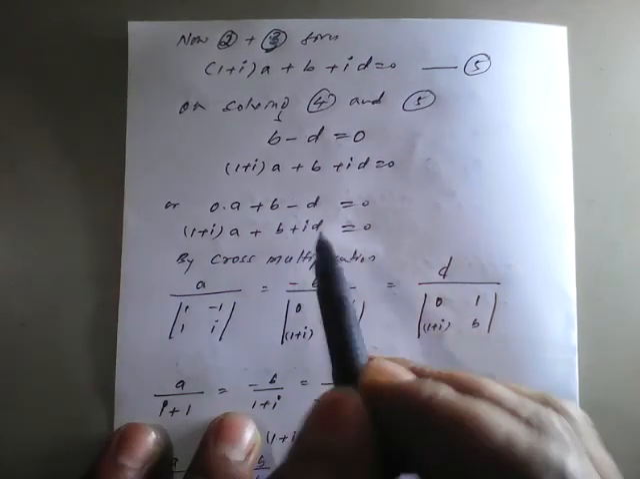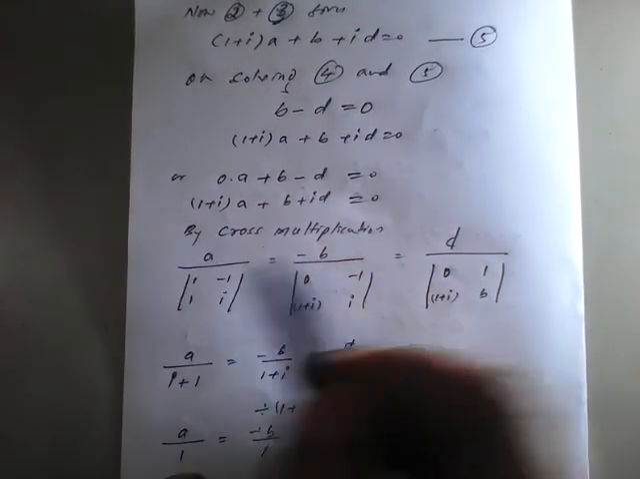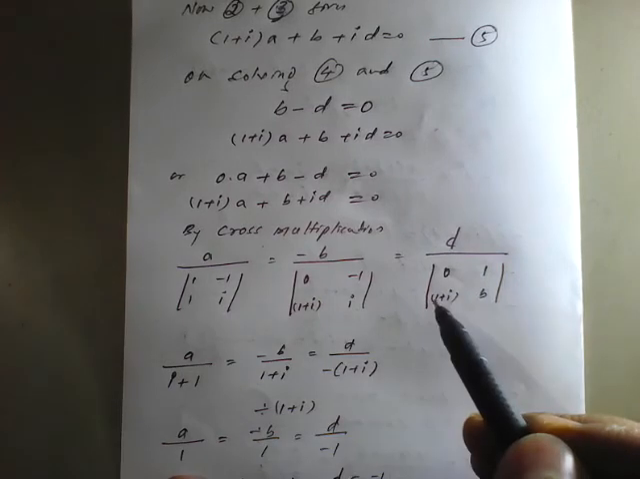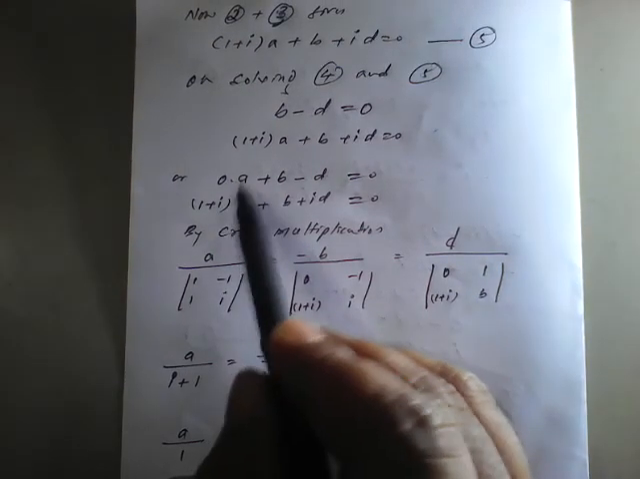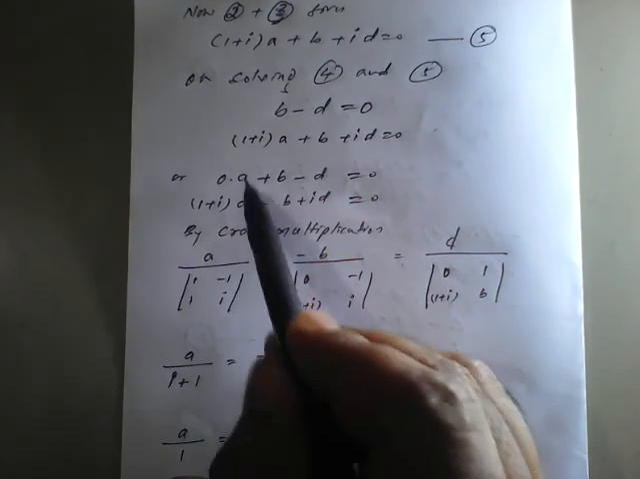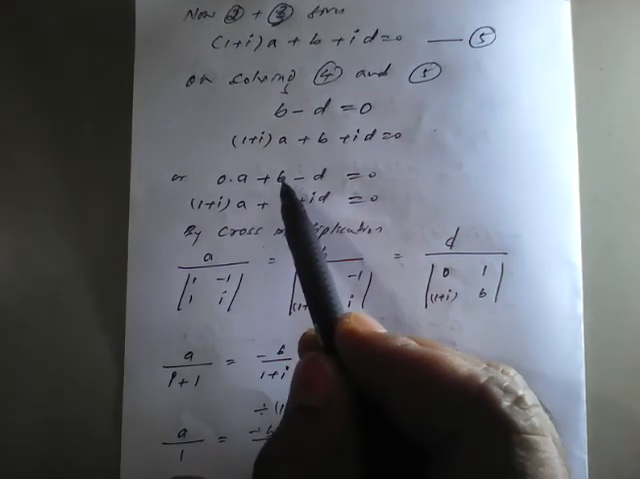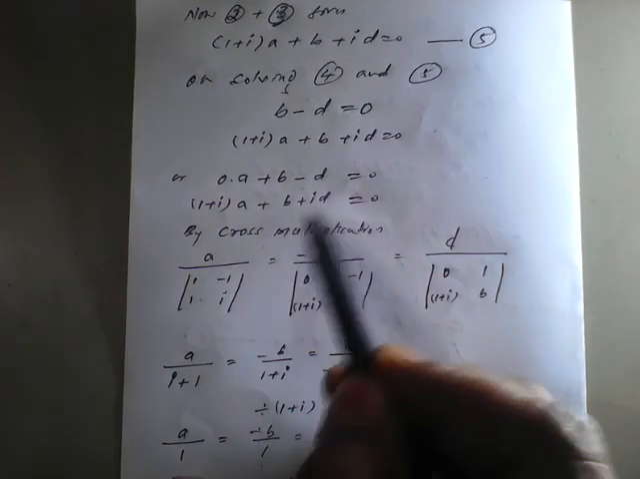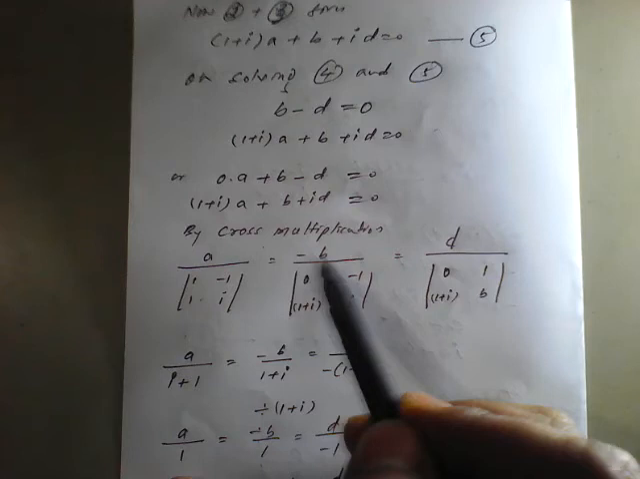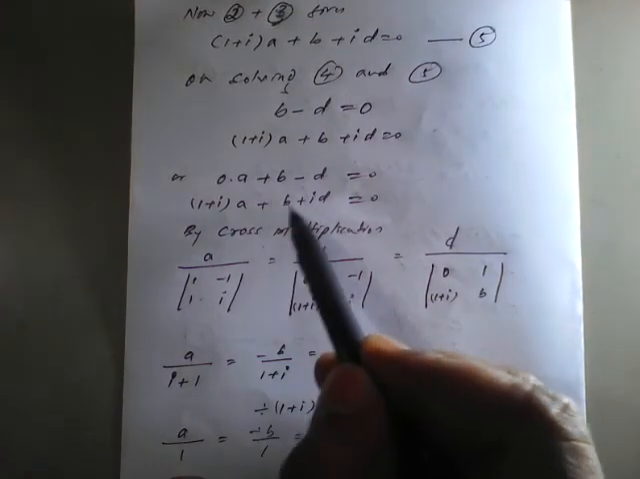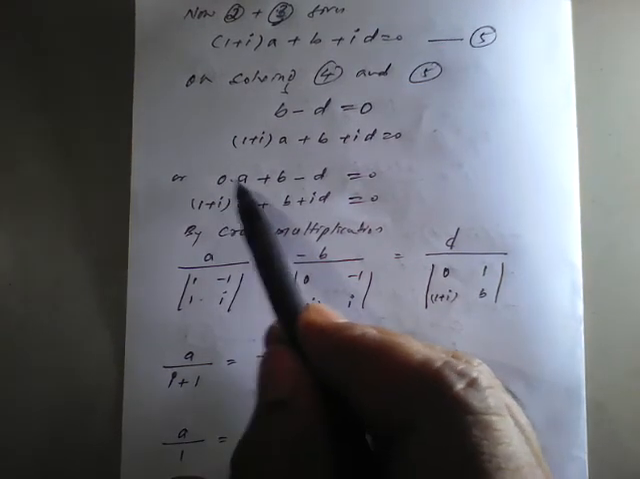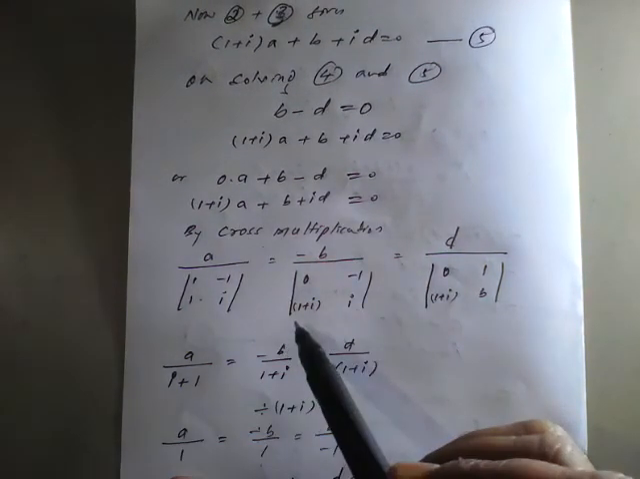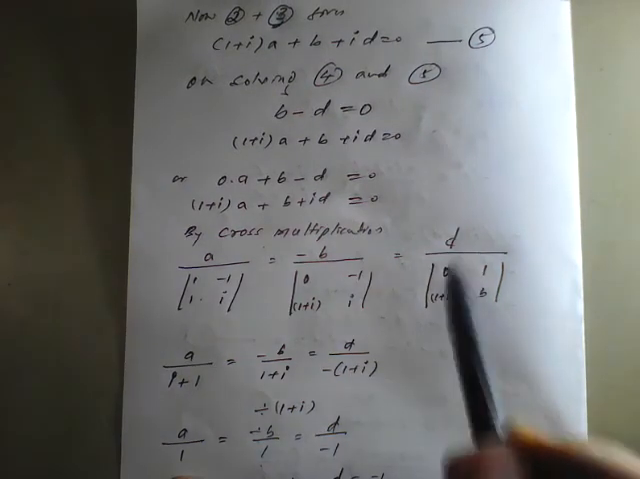So for these two equations we will apply the method of cross multiplication, that is a upon determinant, minus b upon determinant, and d upon determinant. You know that in the previous example I told you, while finding the value of a we have to hide a. So the coefficient of b is 1, d is minus 1, b is 1 and d is i here. Similarly minus b: to find the value of b we have to hide b completely. So the coefficient of a is 0, d is minus 1, a is 1 plus i and d is i. Similarly you have to do the same for d also.